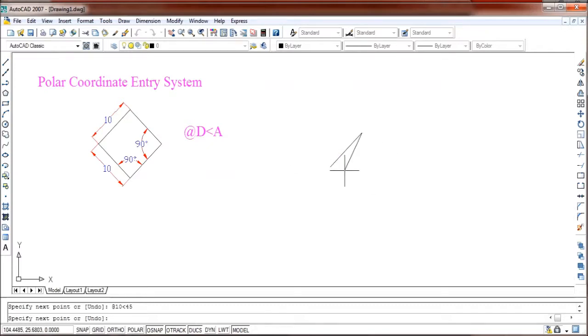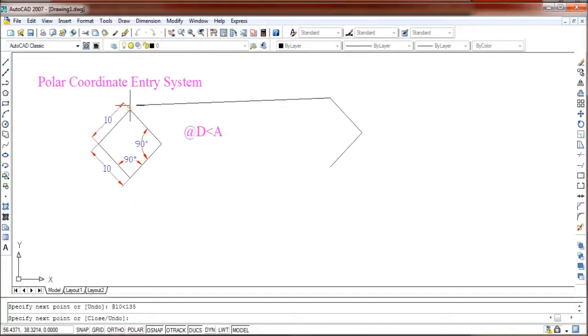The angle measurement is from the positive x-axis. Now to get the other side, this angle is 90 degrees. As you see, the angle measurement should start from this horizontal line. Starting from this horizontal line to get to the line, I have to move 90 plus 45, which is 135 degrees. So I have to type @10<135, then press enter.